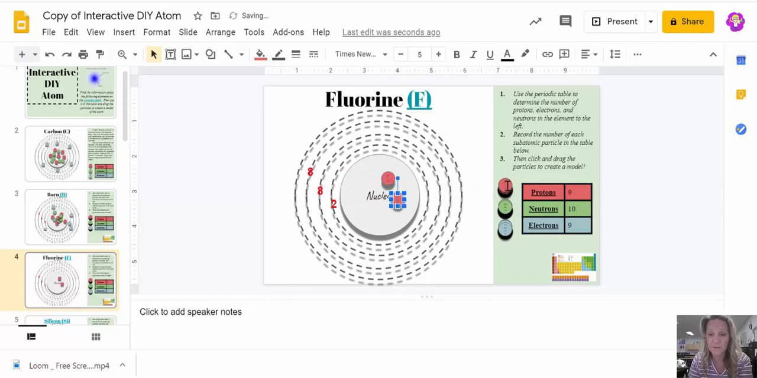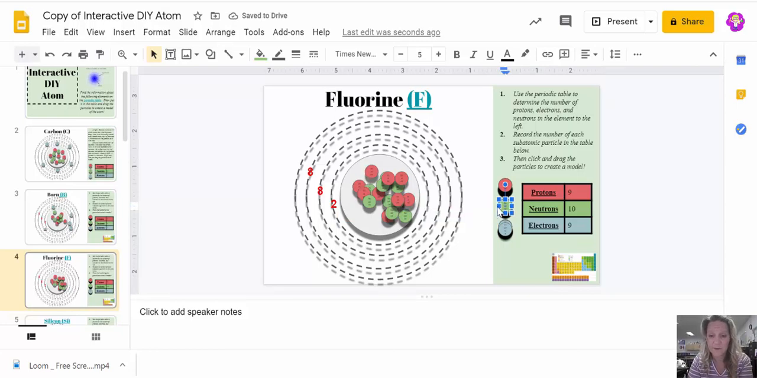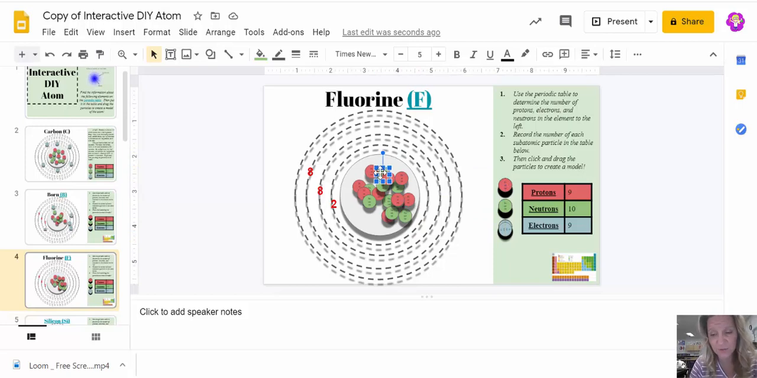1, 2, 3, 4, and 9. Okay, and then we've got to add 10 neutrons, so let's put those in. 5, 8, 9. Keep going. And this is my last one with 10. So 9 protons, 10 neutrons, and then now I need to do my 9 electrons.